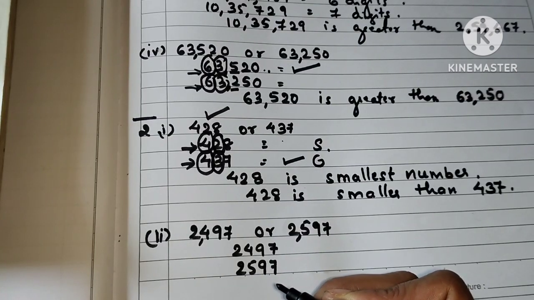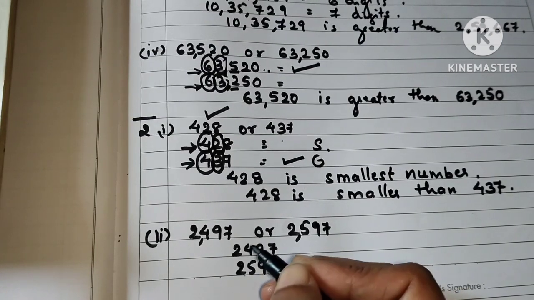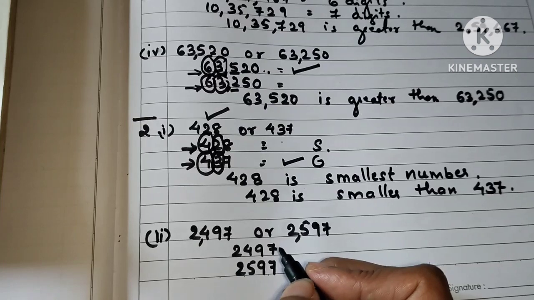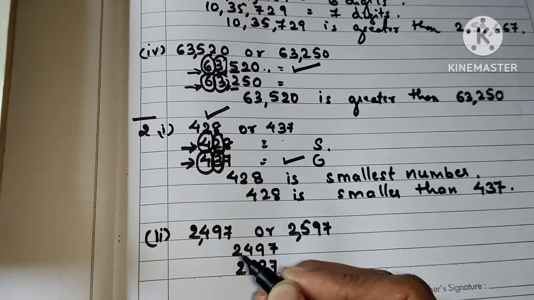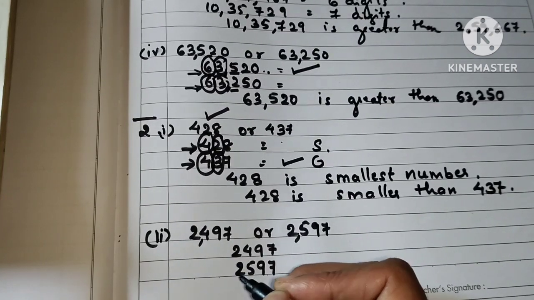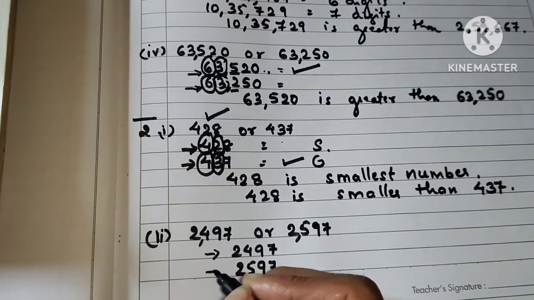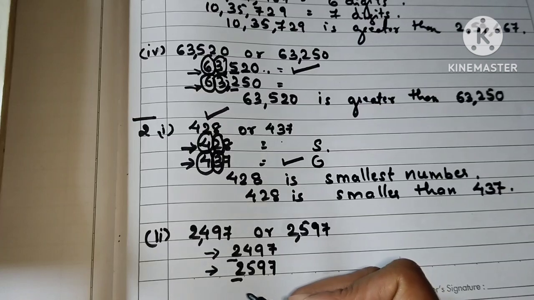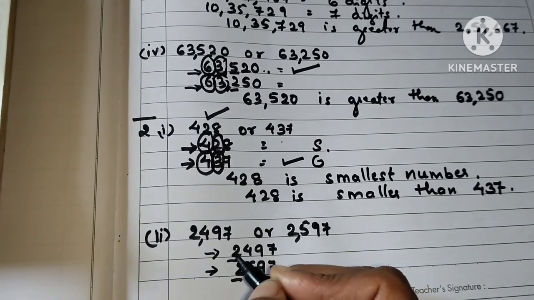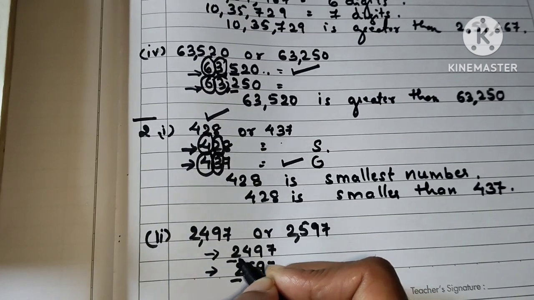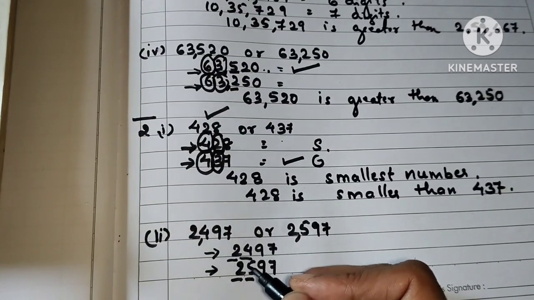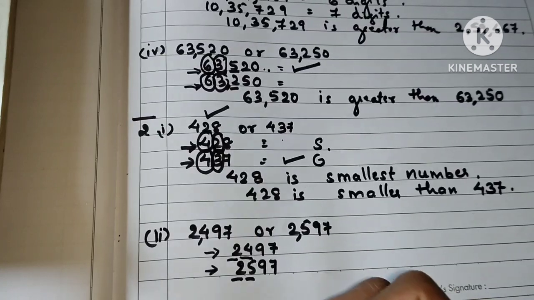But we cannot judge with the number of digits here because there are same number of digits. So second rule we have to apply. Second rule, what we will say? We have to start with comparing the single digit from the leftmost place value. Okay. Here the first number is 2. The same number. If that is the same number, move on to the second position. 4 and 5. Which is the smallest number here, children? 4 or 5? 4 is the smallest number.